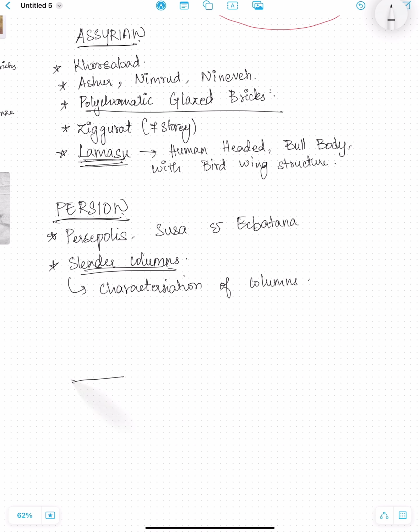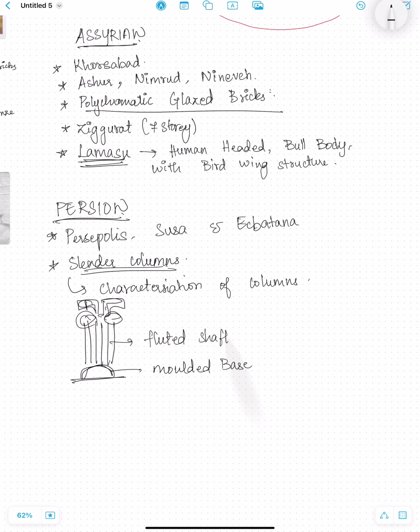They had a molded base, fluted shaft, and some ornamental structure, and then the top bracket was a symmetrical bull or dragon. So: molded base, fluted shaft, top bracket was symmetrical bull or dragons.